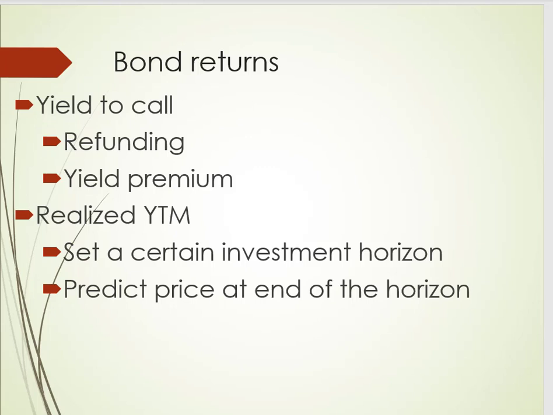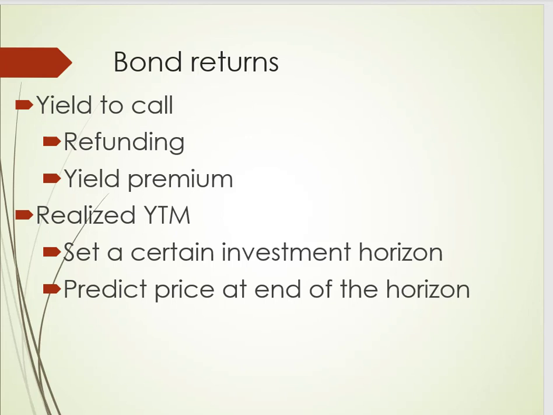There are two kinds of returns that we want to talk about. The first being yield to call, and then realized yield to maturity. Yield to call is basically the refinancing function of the corporation. Companies want to refinance when interest rates fall far enough, and technically this is referred to as refunding. And in the bond contract, it talks about the yield premium, which is the price that must be paid in order for the company to refinance and buy back its debt. The yield premium typically is the principal plus something. Usually it's plus 1 year's coupon. So we have this yield to call that allows corporations to refinance their debt if interest falls far enough.